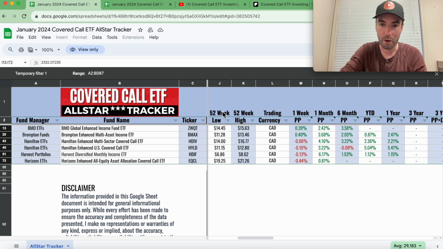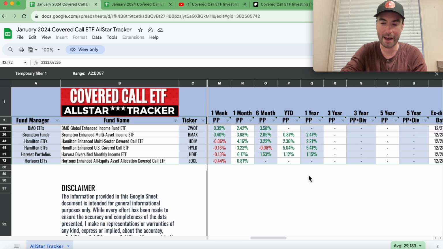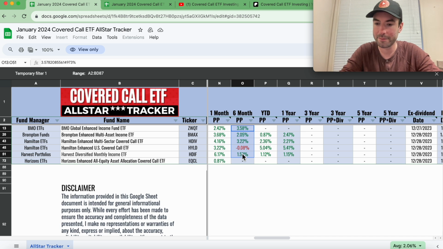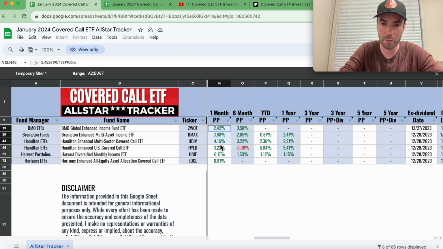A lot of this performance, 52-week low, 52-week high, I'm not going to really be looking at that, but let's maybe look at 1 month performance. If you had all of these all-in-ones, all in one space, what would your average price performance be? Well, let's check that out. So you're looking at about 2.06% over the past, that's 6 months. Let's do 1 month. So 3.41% for 1 month.